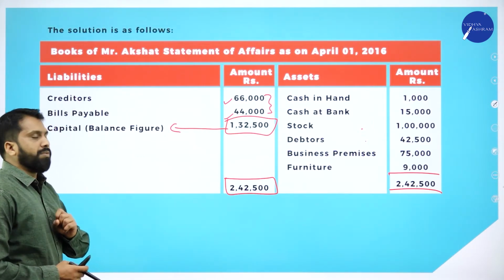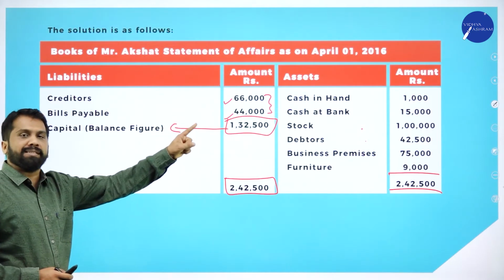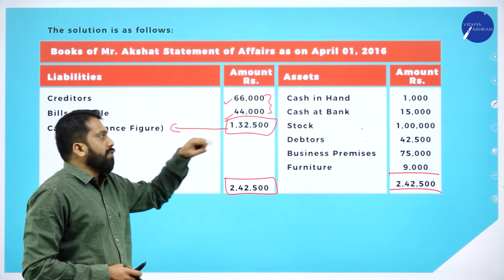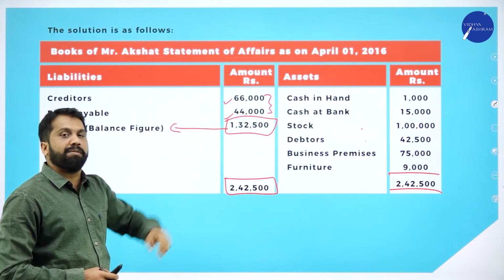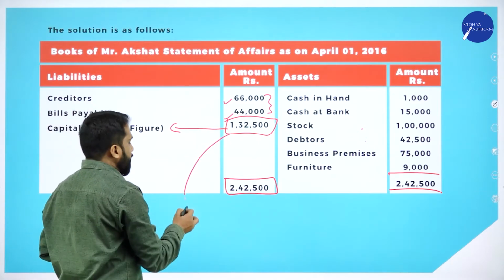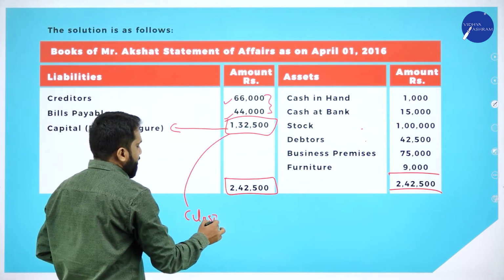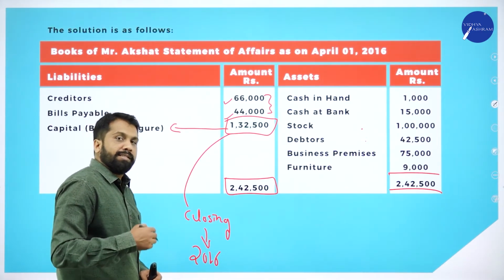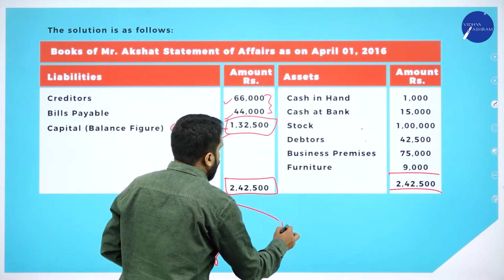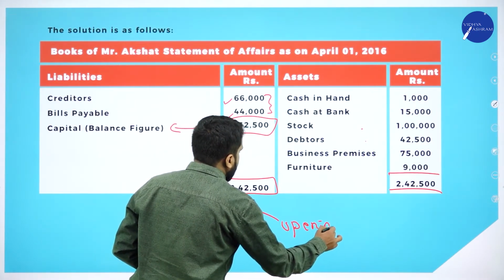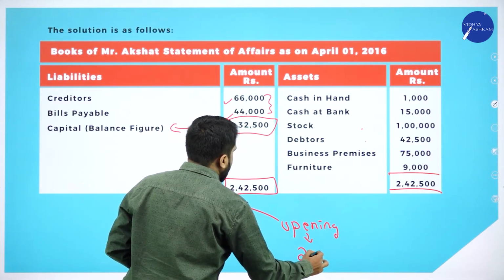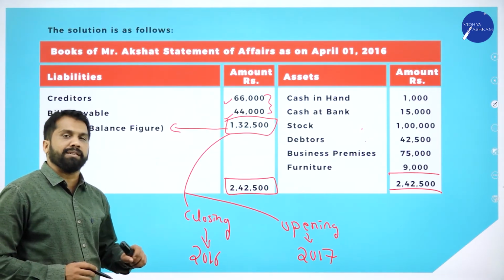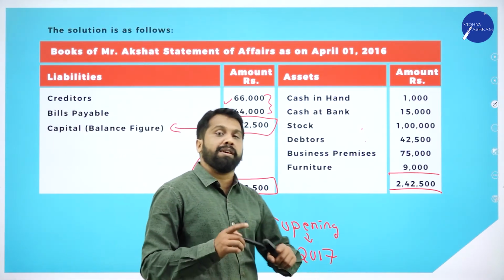Now, one more thing you have to remember, we are doing 2016. What is your closing capital? 1,32,500. For 2017, this will be opening. Now it is closing, for which year? 2016. The same answer will be opening for 2017. For 2016, it is closing. For 2017, it will be opening.